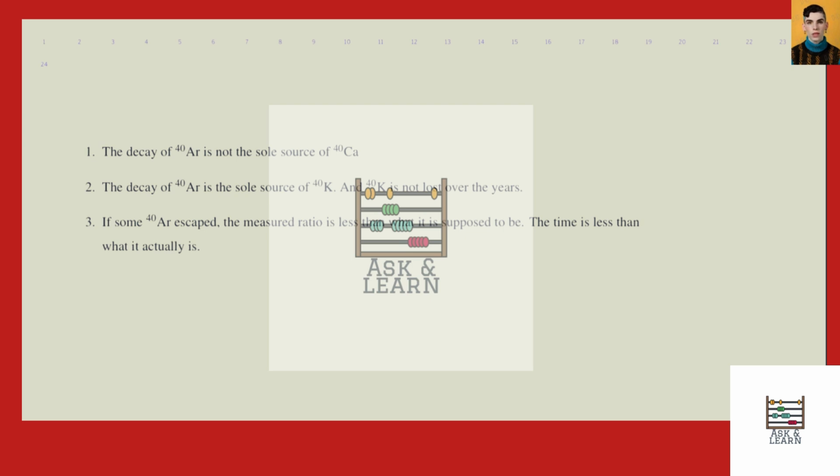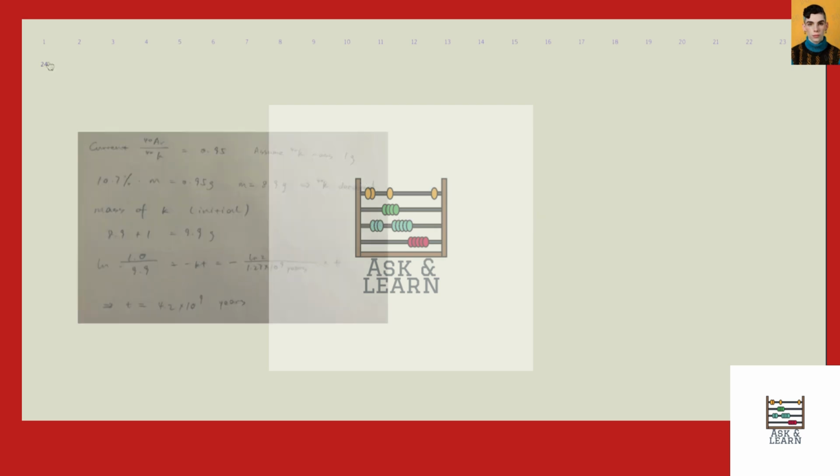And let's see question D first. Question D, how will the measured age of the rock compare to the actual age if some argon 40 escaped from the sample? If some argon 40 has escaped, then the measured ratio is less than the actual ratio, because the measured ratio is proportionally related to the calculated time. So if the measured ratio is less than what it is supposed to be, the calculated time should be less than what it actually is.